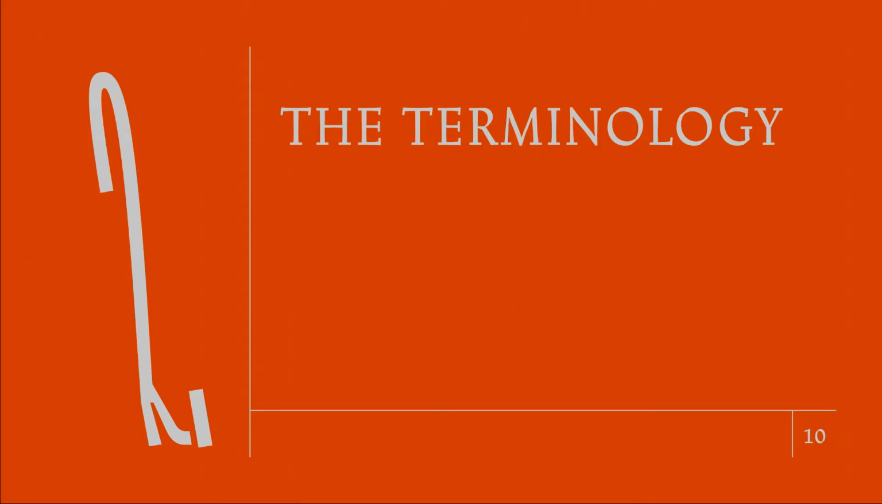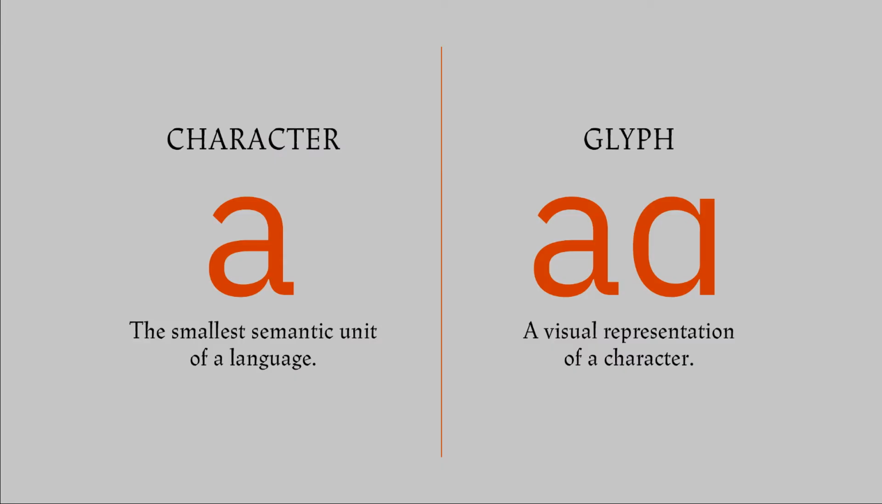Let's talk about some terminology first, before we dive deeper into this. Because there are some terms that are often used interchangeably, even though they don't mean the same. The difference between character and the glyph is crucial here. A character is the smallest semantic unit of language. For instance, in this example, the lowercase a. They usually also have a Unicode.